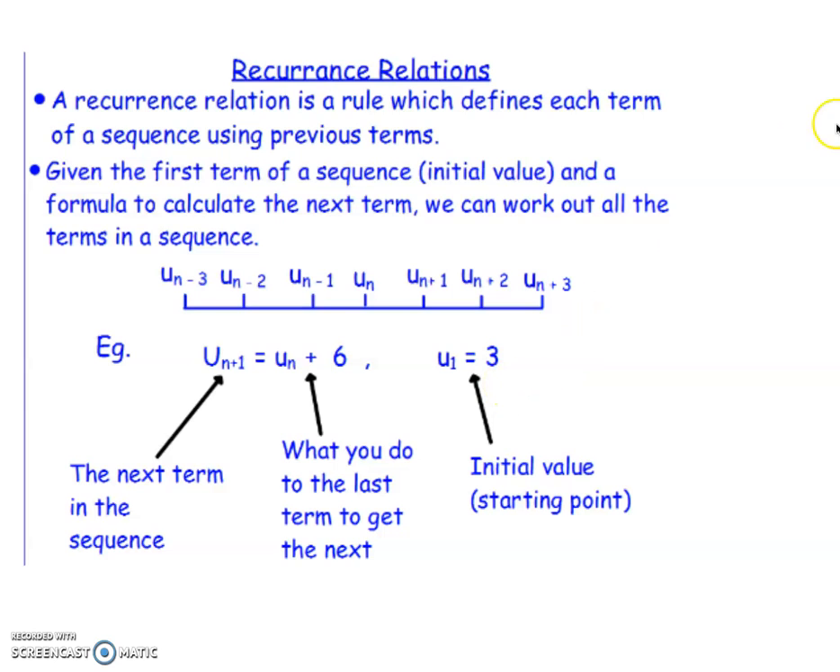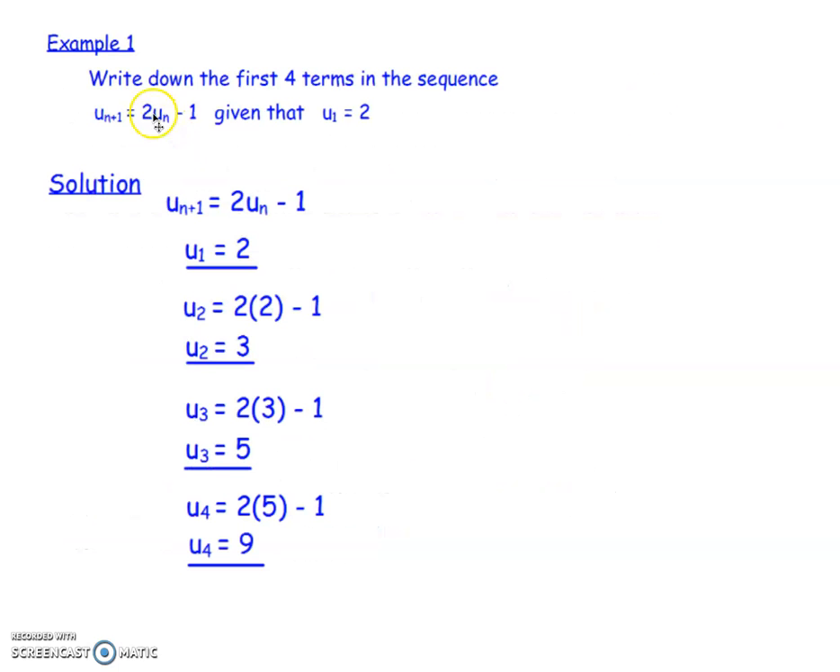Alright, so let's look at an example then. Example 1: write down the first 4 terms in the sequence U_(n+1) = 2U_n - 1, given that U_1 = 2. So what they're going to do right away is say U_1 equals 2. That's the very first term in this sequence.